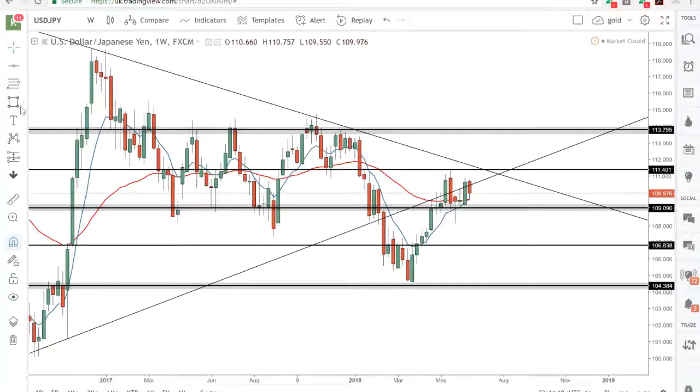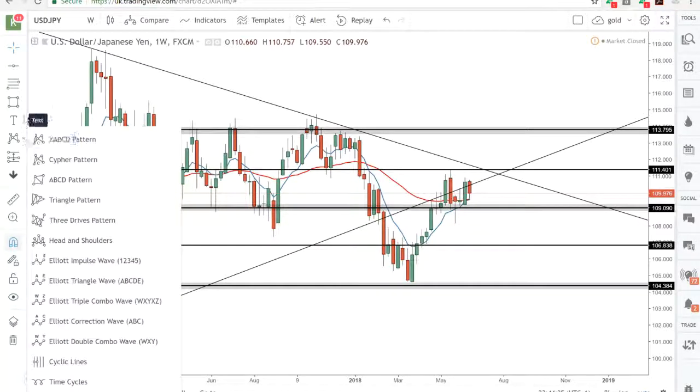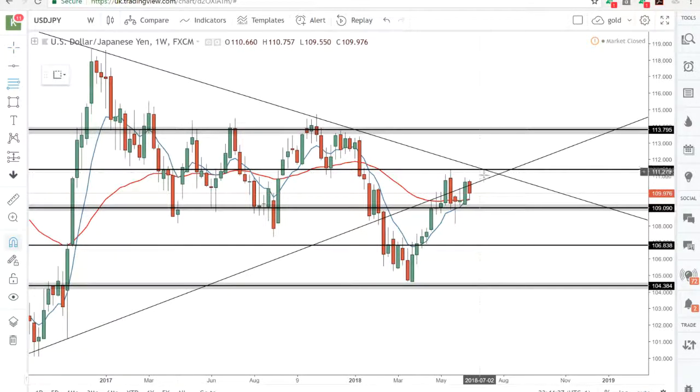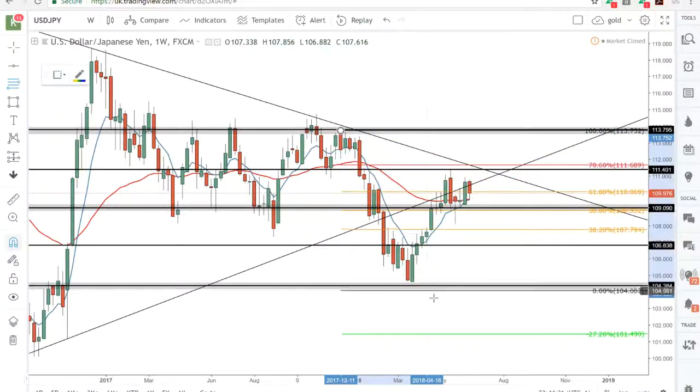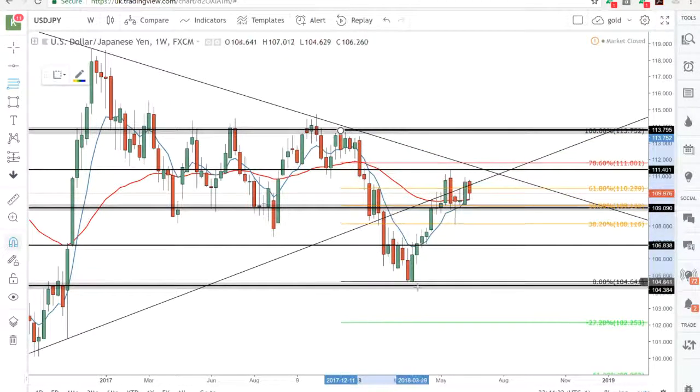And what we can actually do here is draw a Fibonacci retracement. Now a Fibonacci is another tool we can use to help determine direction, especially on the weekly time frame. It helps to give an overall directional bias on which way the market's moving next.